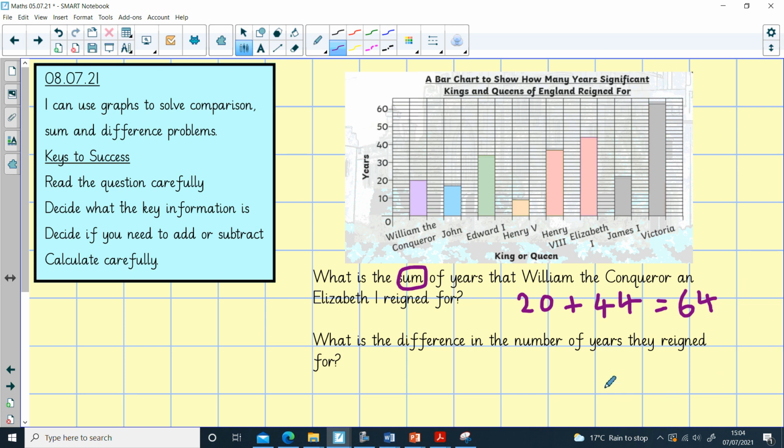The next question is a what is the difference question. So I've got to find out the difference between the amount of years that William the Conqueror ruled for and the amount of years that Elizabeth I ruled for. So it's the difference between 20 and 44. I can start with my 44 and I can take away my 20. So 44, 34, 24. So the difference between the two is 24 years.